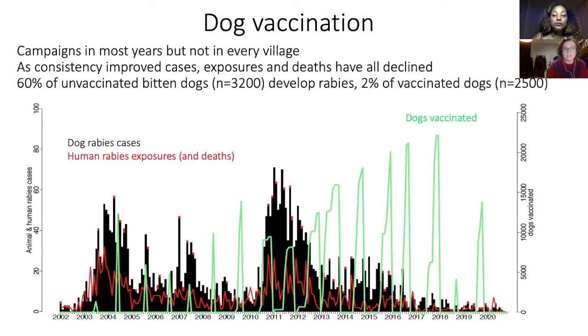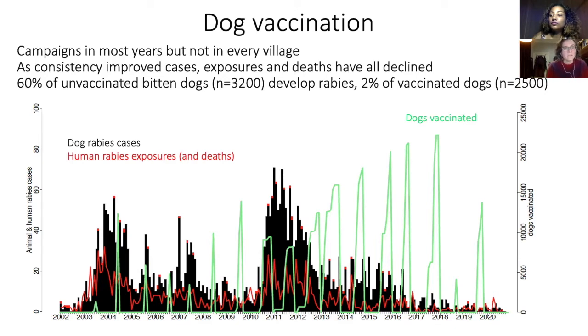And you can see a consistent trend in rabies in dogs vaccinated since about 2012. And over that time period, we've seen a consistent decline in rabies. And 2020 has actually been the time with least rabies cases and least deaths as well.